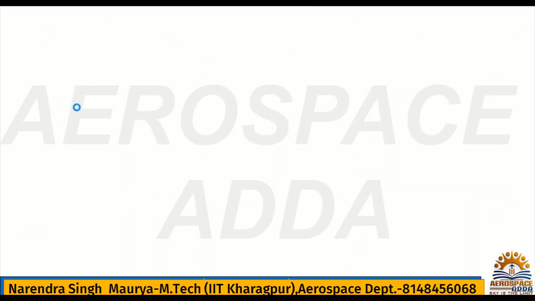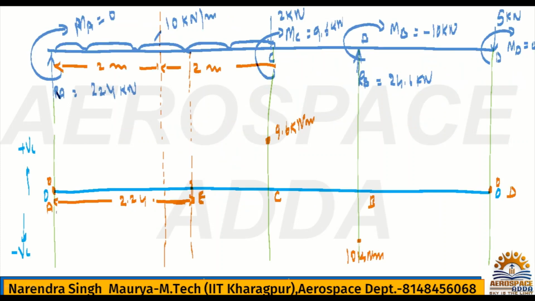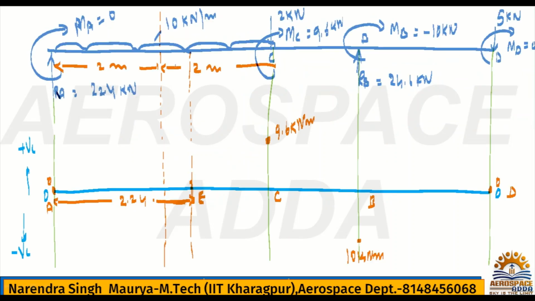So RA into, what is the distance of RA? The distance from this end is exactly 2.24, then minus the UDL load. The UDL load generally acts at half of the span, okay? But now you are interested in the UDL only till this distance. This will be your UDL, which gives moment about E. Further UDL will not be used.